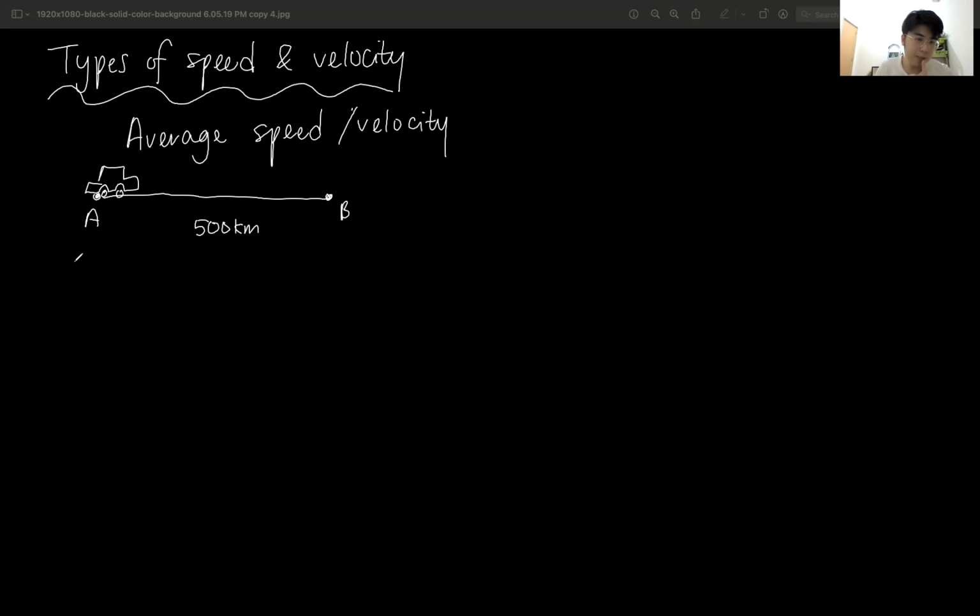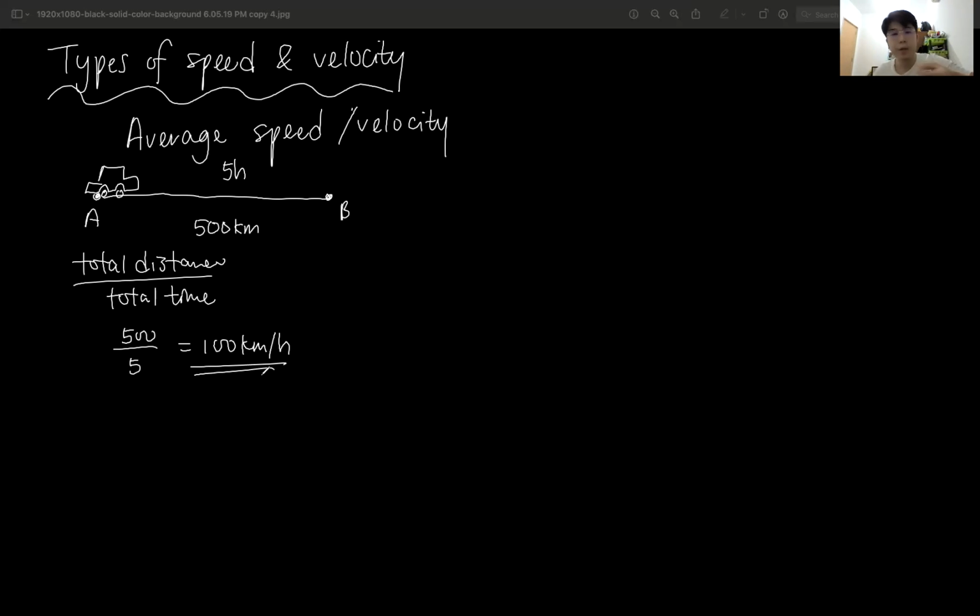So that means you take the total distance divided by the total time. So if it takes you 5 hours, then 500 kilometers divided by 5, so you get 100 kilometer per hour. This is your average speed. You are moving on average 100 kilometer per hour.